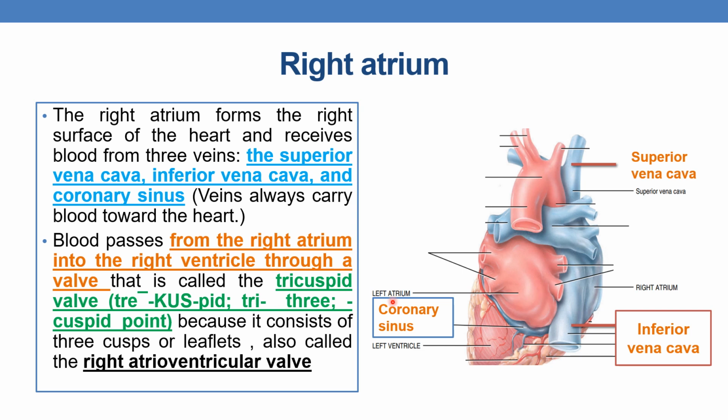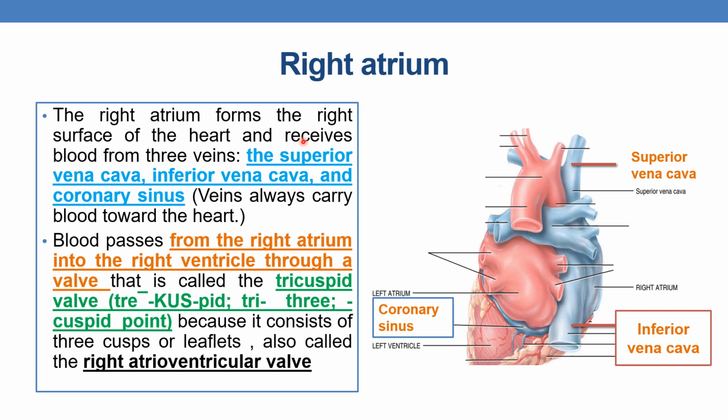Remember RTC for the location of the heart. Right atrium. The valve between the right atrium and right ventricle is the tricuspid valve. The name indicates tricuspid because it consists of three cusps or leaflets, and it is also called the right atrioventricular valve. So what is the right atrioventricular valve? The tricuspid valve. Remember RTC. R for right side, right atrium to right ventricle has the tricuspid valve. TC, RTC.